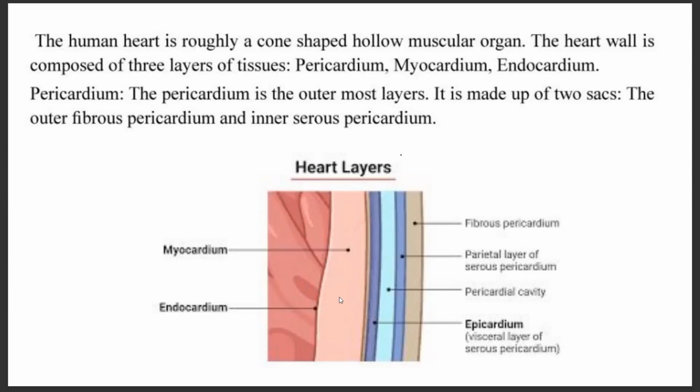Right? Look. The human heart is a roughly cone-shaped hollow muscular organ. The heart wall is composed of 3 layers of tissues: pericardium, myocardium, endocardium, right? Then pericardium. Pericardium is the outermost layer. It is made up of 2 sacs, outer fibrous pericardium and inner serous pericardium. Right? It is the serous pericardium that was labeled epicardium there.